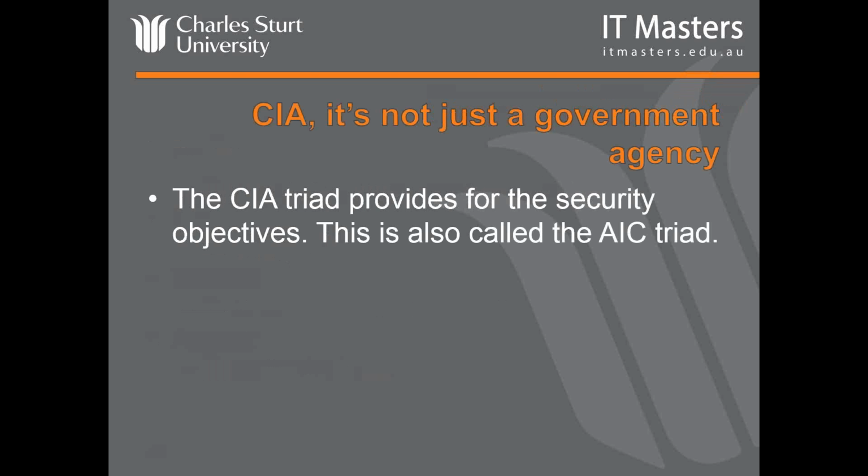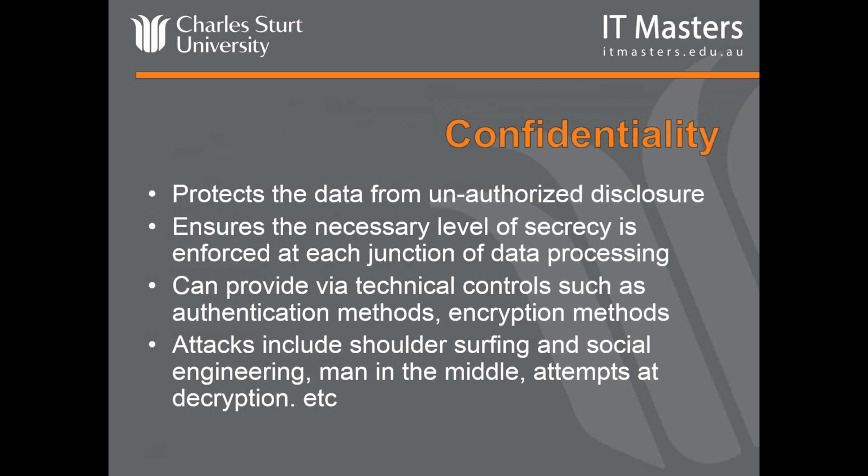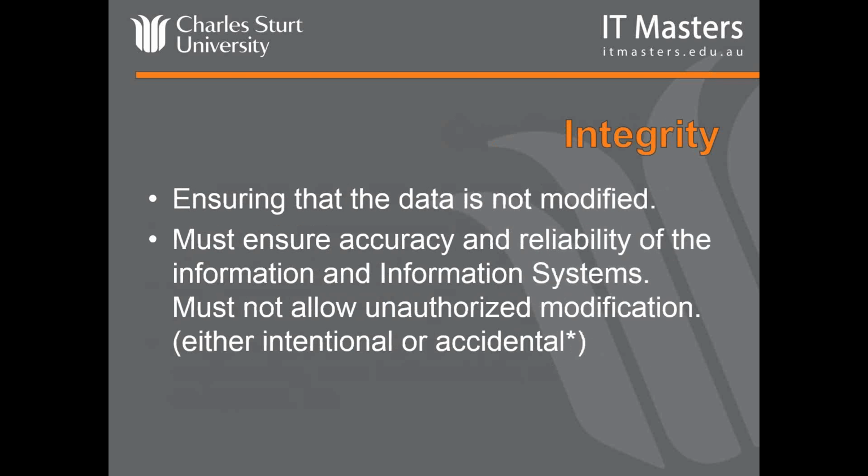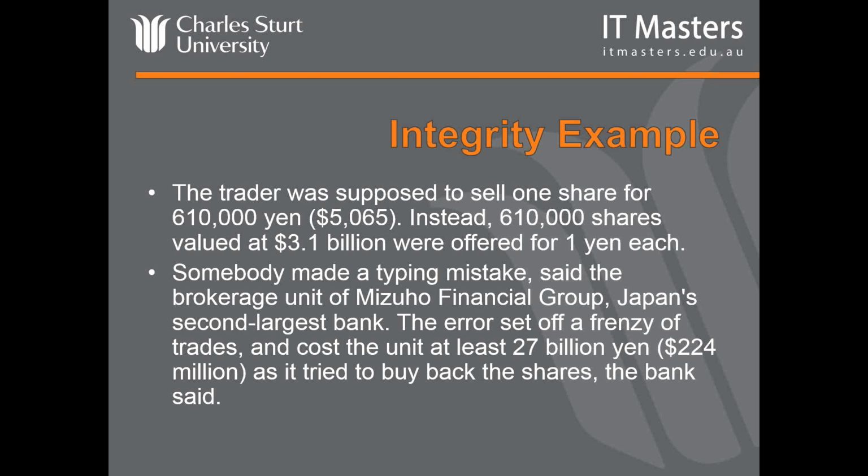CIA, remember, we have our CIA, or as I prefer, AIC triangle. Confidentiality: unauthorized disclosure, making sure that we have privacy over our data. Integrity: stopping unauthorized modification, ensuring that the data we have is correct. So for example, a trader supposed to sell one share for 610,000 yen, or 5 grand or whatever it is at the moment, instead sells 610,000 shares for 1 yen each, and screws up and makes a big difference.